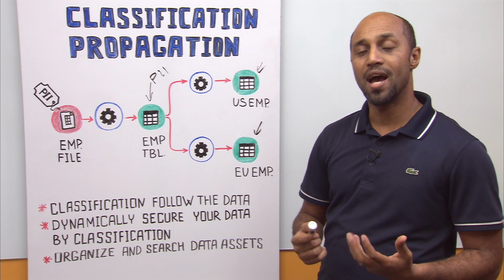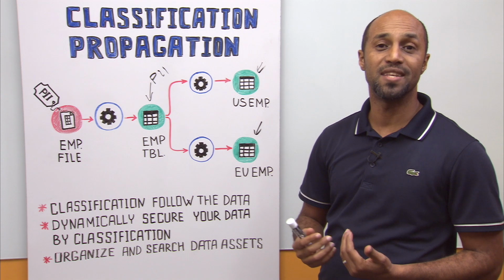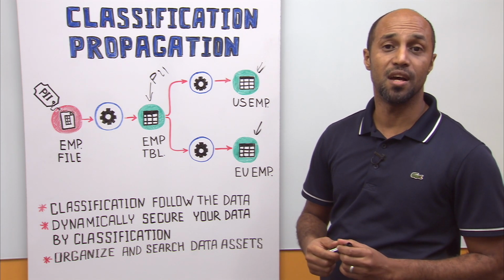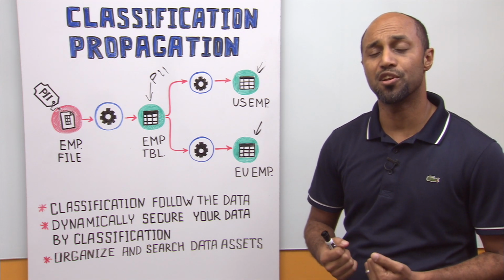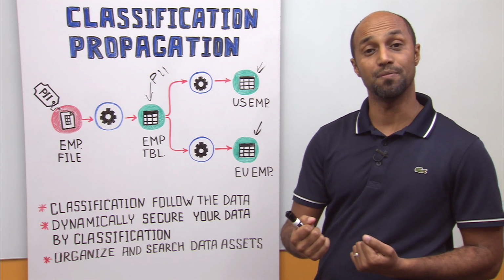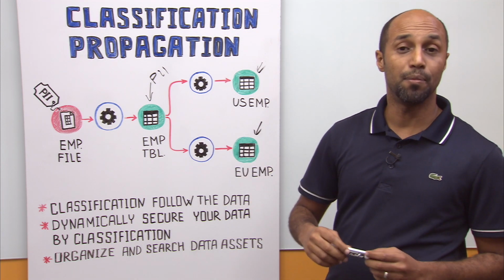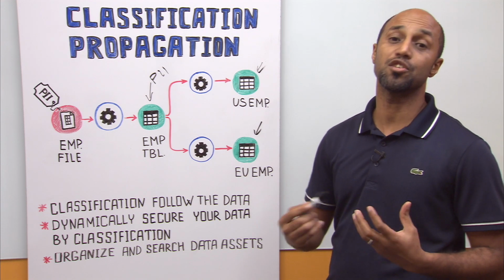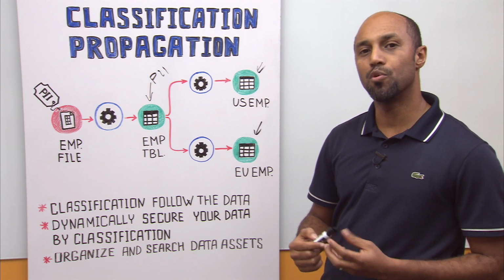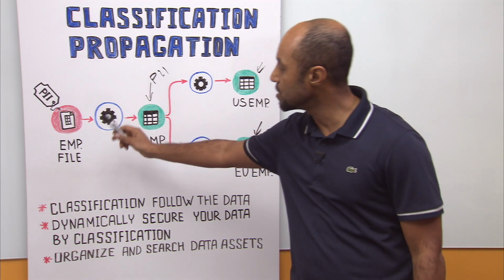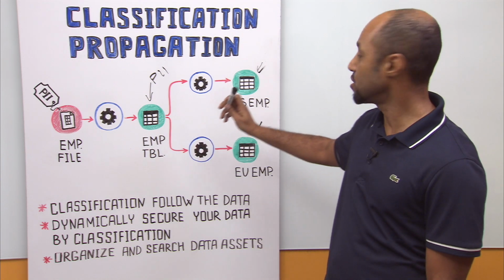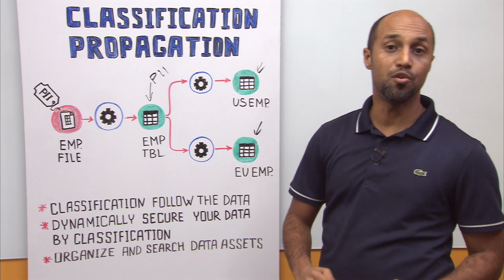And as we know, Atlas and Ranger integrate with each other to provide dynamic tag-based policies. So essentially what that means is, rather than setting up security policies based on your data assets and entities, what you're able to do is set up security policies based on classifications themselves. So going back to this example, traditionally, let's say it's only the HR department that should have access to all the employee data. Traditionally, what would happen is you'd have to set up a security policy that says, employee file is accessible by HR only, employee table is accessible by HR only, and same for US employee and EU employee views.